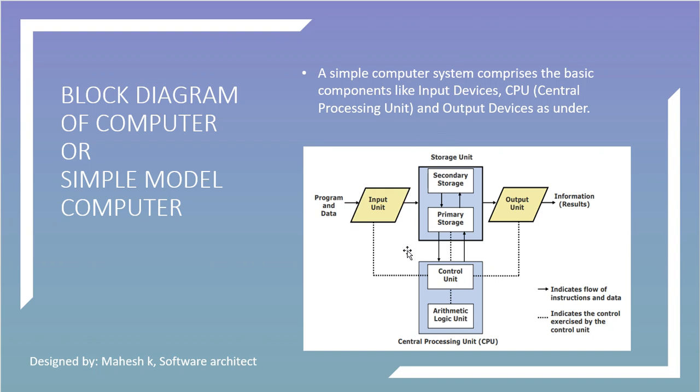Then this whole middle diagram is called the CPU. It's called the central processing unit, and it's also called the brain of the computer. It has a few parts, so we have divided this into two parts. The first part is the control unit and arithmetic logic unit, and the other part is the primary storage and secondary storage, and this complete thing is called the CPU. And then output, the final result after processing the data.